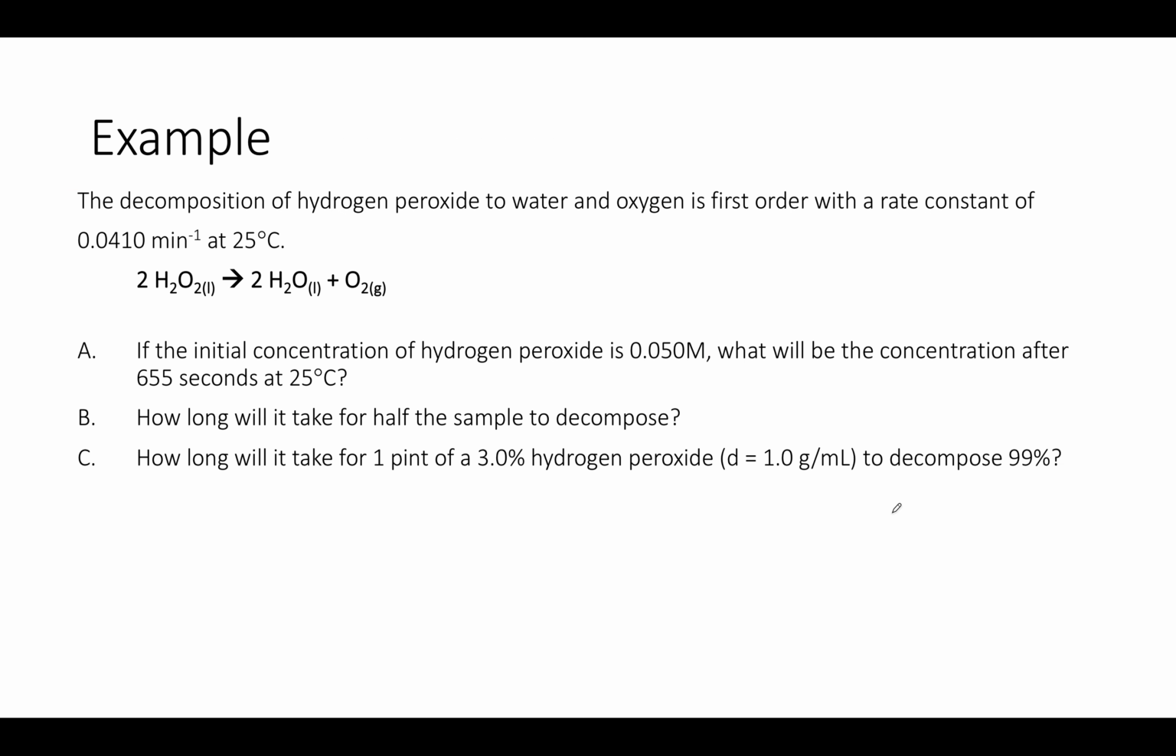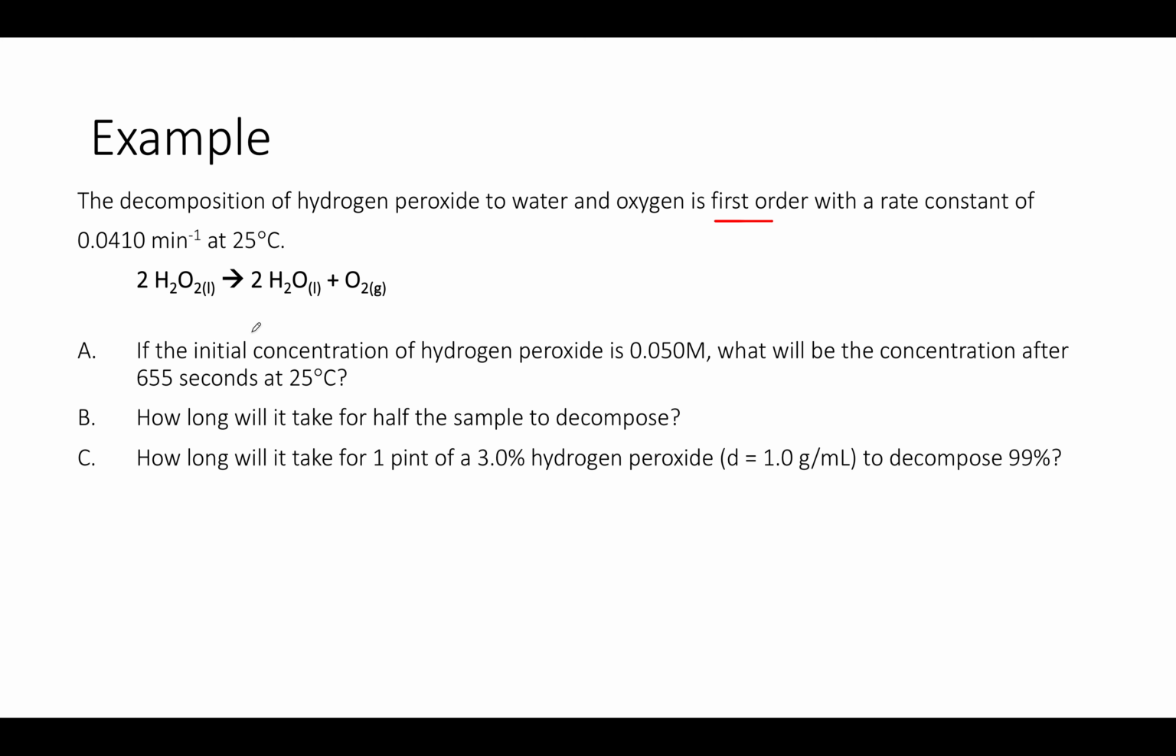Okay, so I have a standard example problem here that we'll work through. The decomposition of hydrogen peroxide to water and oxygen is first order. Okay, so we know it's first order, with a rate constant of 0.0410 inverse minutes at 25 degrees Celsius. So I ask three things.